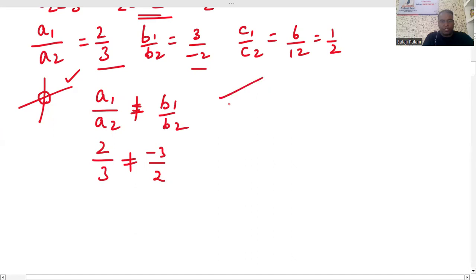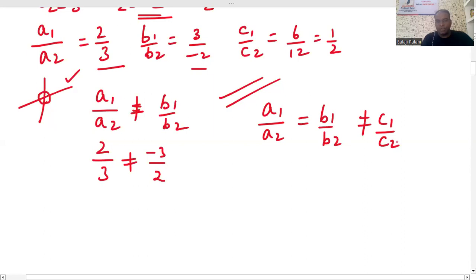Next, if we are talking about parallel lines, we should have a1 by a2 equal to b1 by b2 in the coefficient ratios, and the constant ratio should not be equal. This is the condition to identify whether the two lines will be parallel to each other. For example, I tell you, 2x plus 3y is equal to 6.